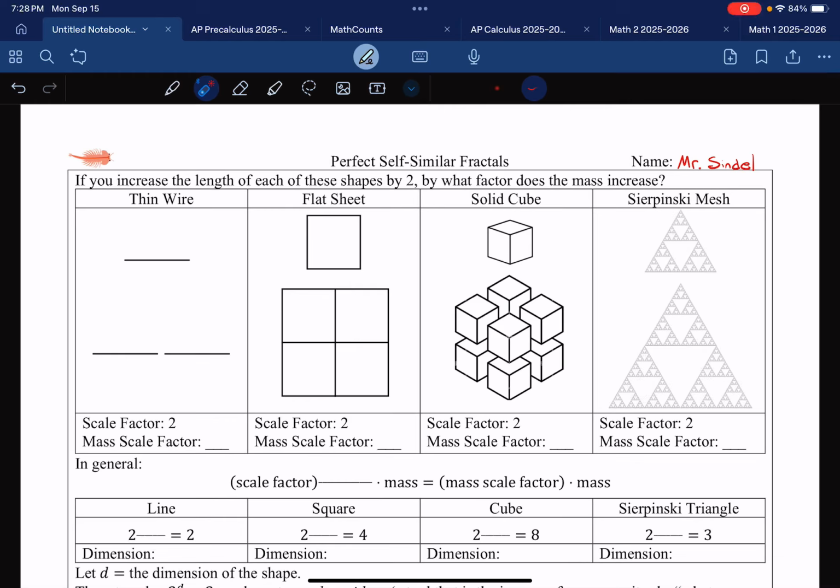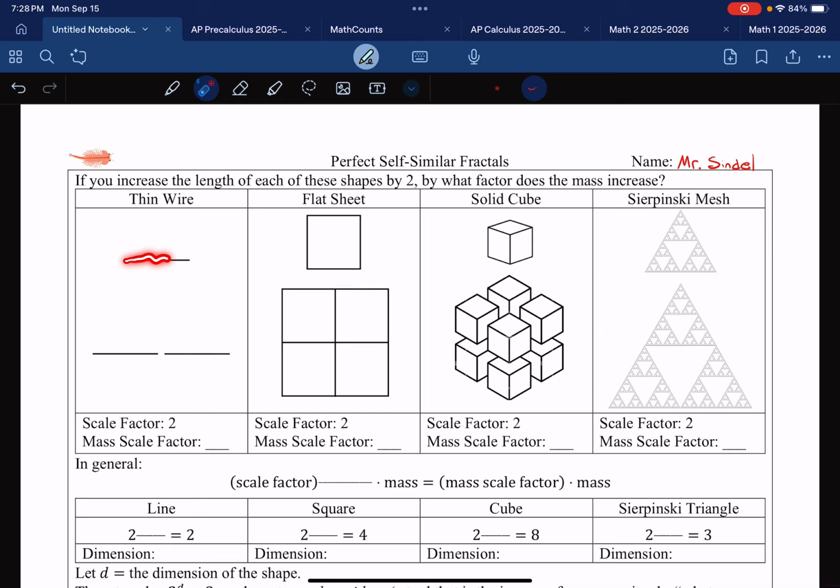This is Mr. Sandell, and we're talking about perfect self-similar fractals today. To begin with, in the first part of this lesson, at least up until this part, we will be rooted in the real world, but that's basically all there is. And then we're going to be in the math world, where things are perfect and you can't actually see or touch things. So to begin with, imagine you have metal.